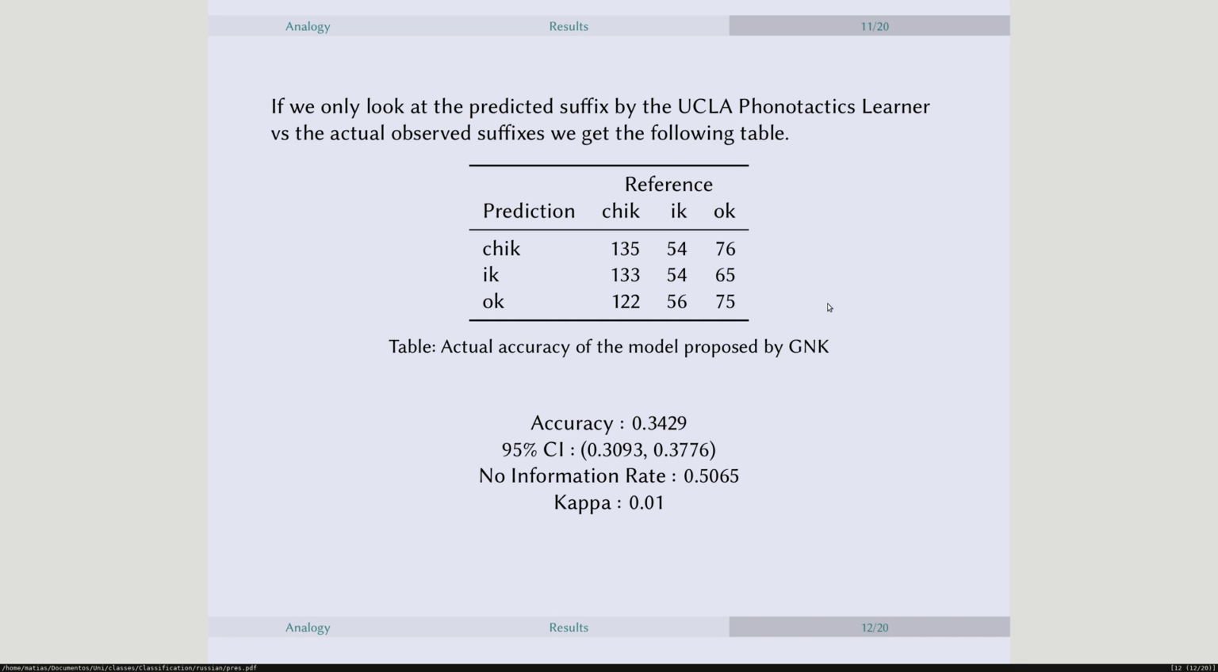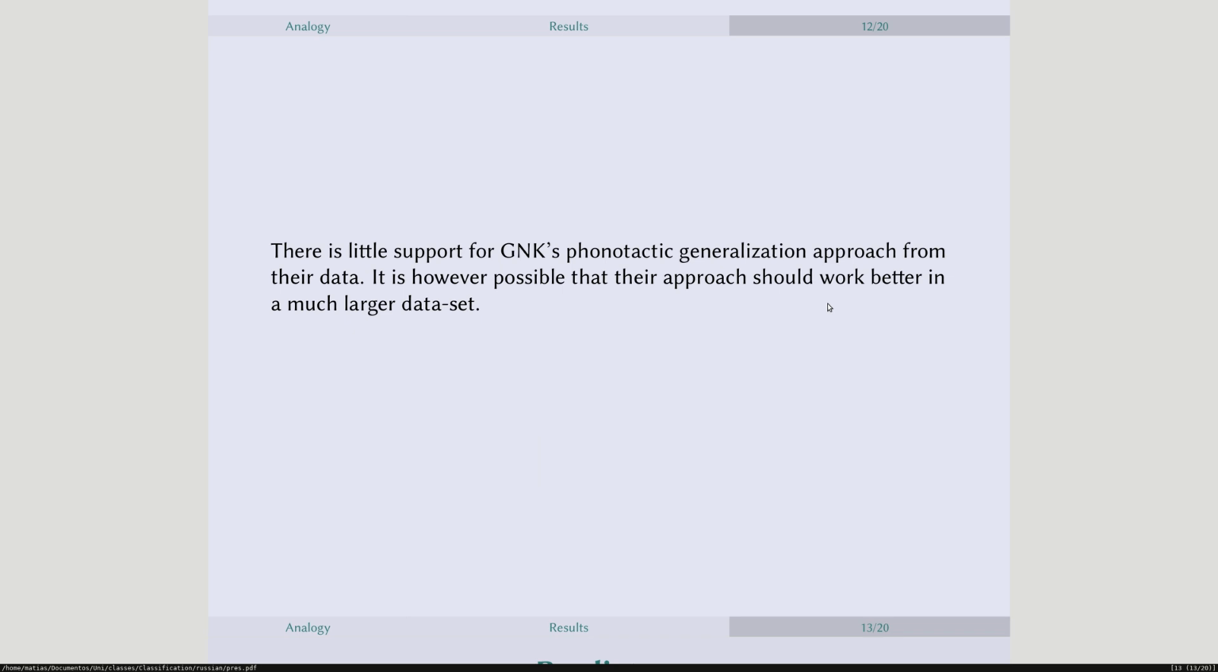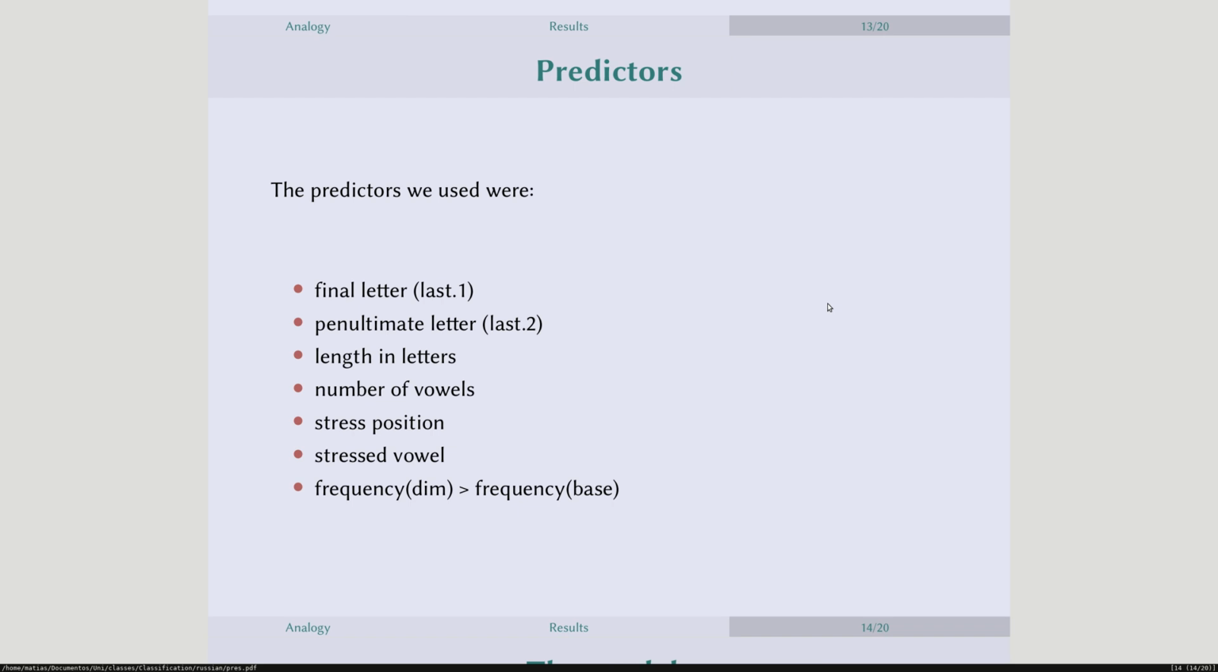However, this is only with this UCLA phonotactics learner. So what happens if we try a different approach? Again, we used a neural network, and in this case we added more predictors than just the final letters. We added the length in letters, number of vowels, stress position, stress vowel, and whether the frequency of the diminutive was higher than the frequency of the base.